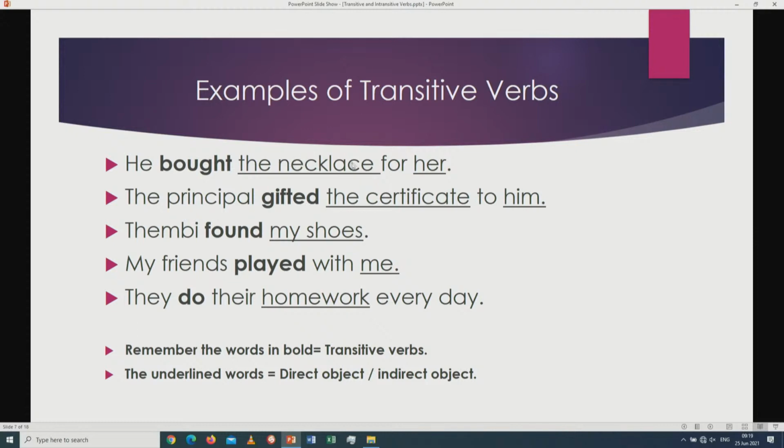Like for instance, the necklace is a direct object, her is an indirect object. The certificate is a direct object, to him becomes an indirect object. My shoes, direct object. Me, direct object. Homework, direct object. The other words, every day, those become add-ons.